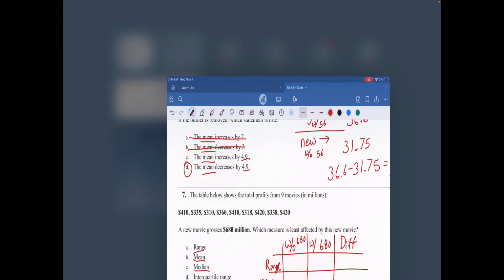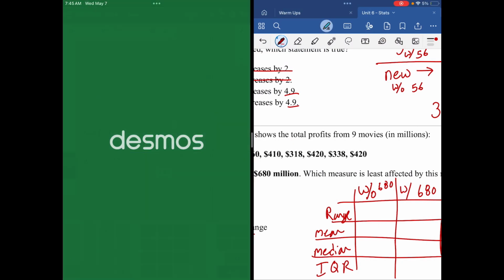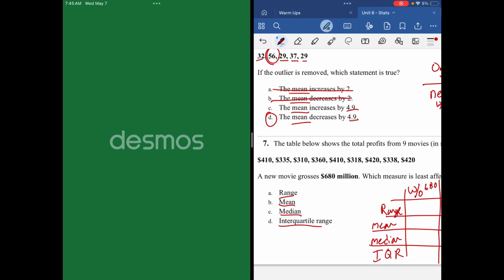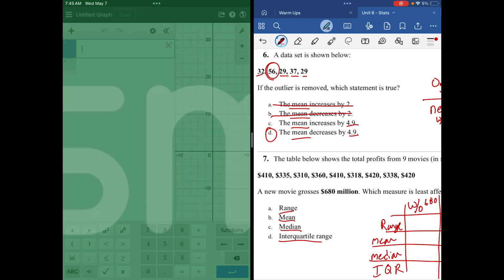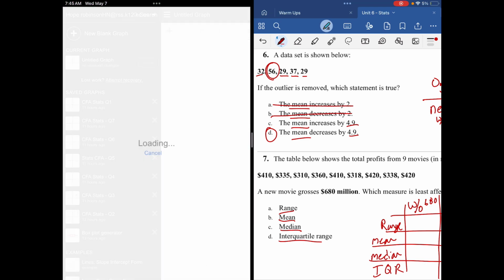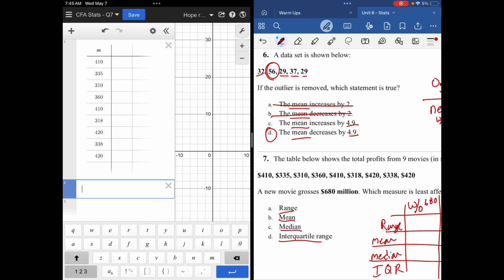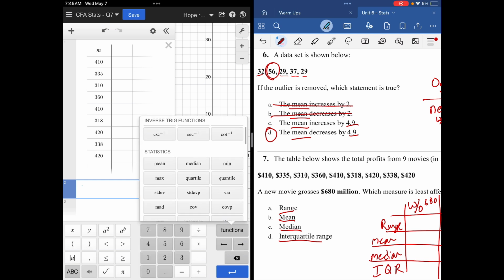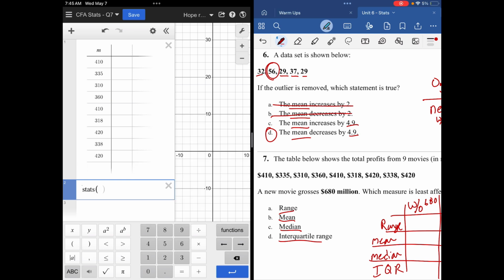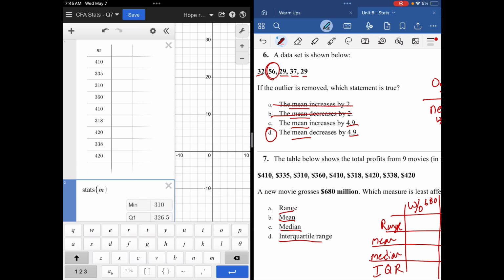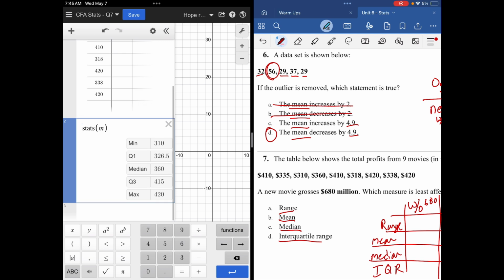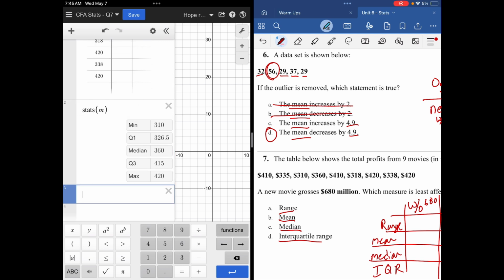So we have our data. First thing, like always, we're going to put it in our Desmos, and let's see what we get. As we wait for our Desmos to load, I'm going to pull it up. Okay, here's our data. So we're looking for range, mean, median, and interquartile range. Let's first put in our stats function, because that'll give us a lot of information we need. Stats, and I labeled the column M. Remember, you can label your columns whatever you want, and we also need the mean, and the stats function does not give us the mean.